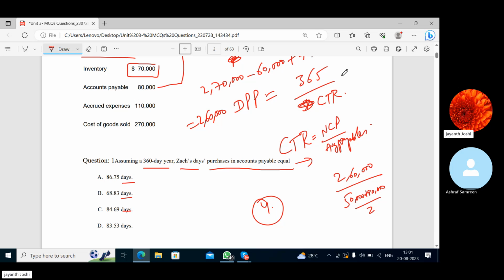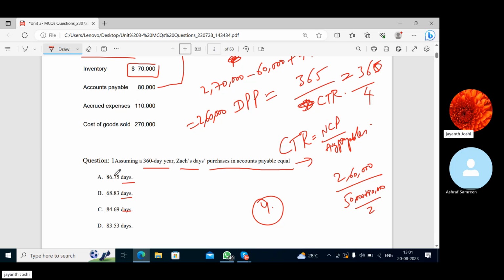Fine. So 365 by 4 is how much? 91. 360 we have to take, I think, in the question. They said 360. How much? 90. So the nearest is A accordingly.